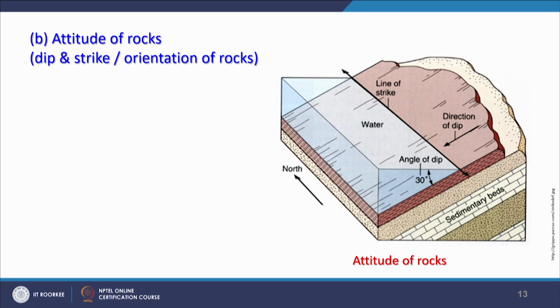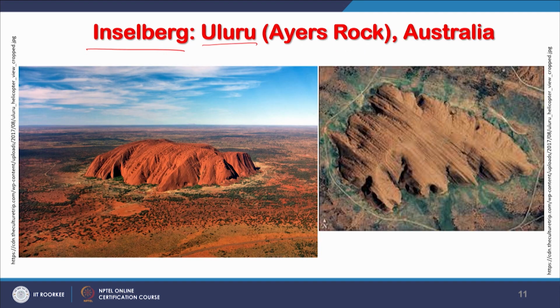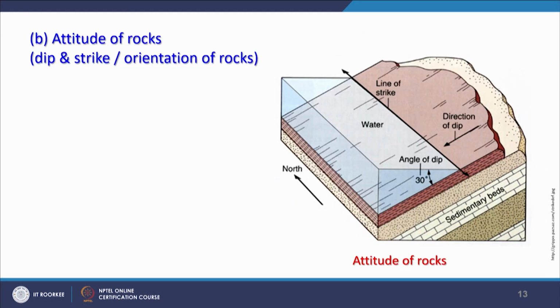Now, after weathering, another important thing is the attitude of beds, how beds are oriented. Here in this Inselberg the beds are almost vertical, which is why individual bedding planes can be seen from the top in the right image. This attitude of beds can be understood much better by measuring their dip and strike, the orientation of rocks with reference to the north.